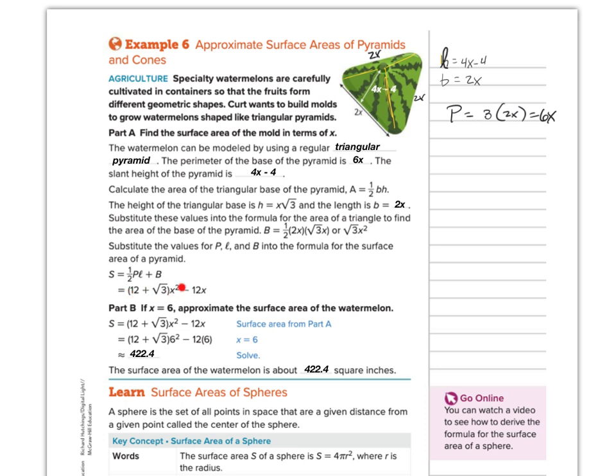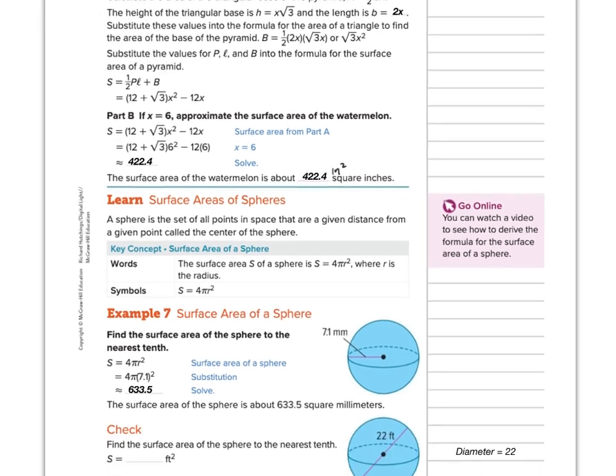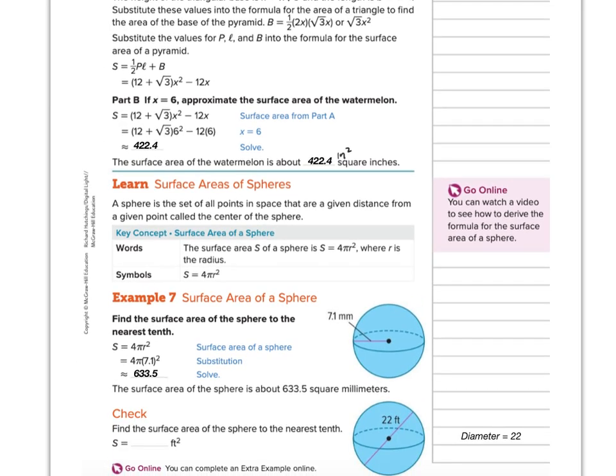This is the formula for the surface area. And then x would be 6. If x is 6, approximate the surface area of the watermelon. So there you go. We just plug in the value of x, and he's saying, hey, substituting that in, working the problem out, the surface area then would be 422.4 inches squared. So there we go as we continue on.